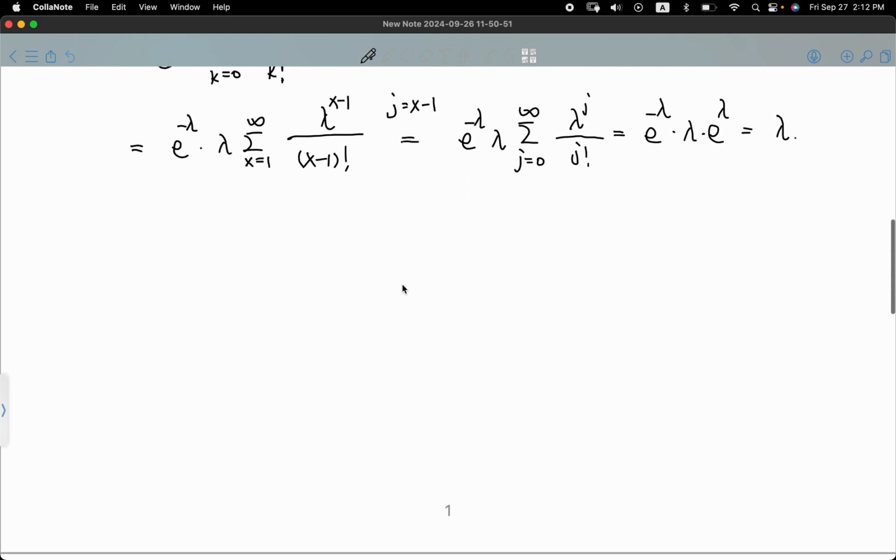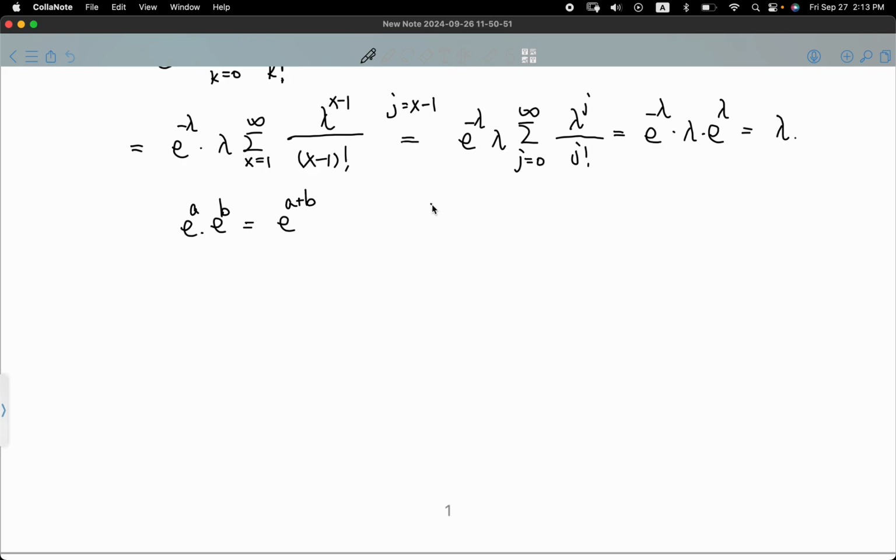So the property for an exponential operation that we use here is that e of a multiplied by e of b is equal to e of a plus b. So our a here is the negative lambda, our b is the lambda. So when you sum them together, it's e raised to the power of 0, which is 1, and that ends up with one copy of lambda. Okay, so that's it for the first moment.